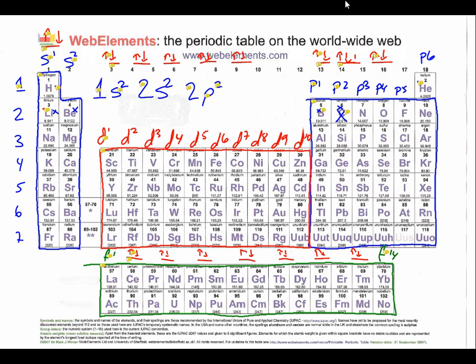I have 1s2, that's 2, 2s2, that's 2 more, and 2p2, that's 2 more. A total of 6 electrons. Okay, that is the electron ground state configuration for carbon.